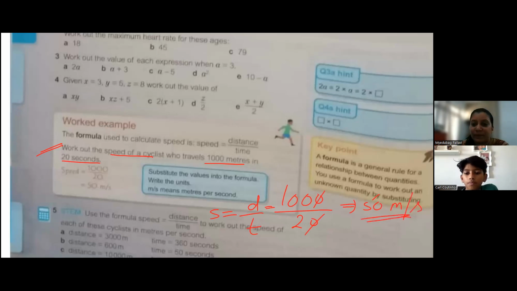We measure speed in meter per second. It can also be kilometer per hour, but the SI unit, the unit that we follow, that is approved by IUPAC, is meter per second. Yes, this is the SI unit. Okay, then let's see the questions now.